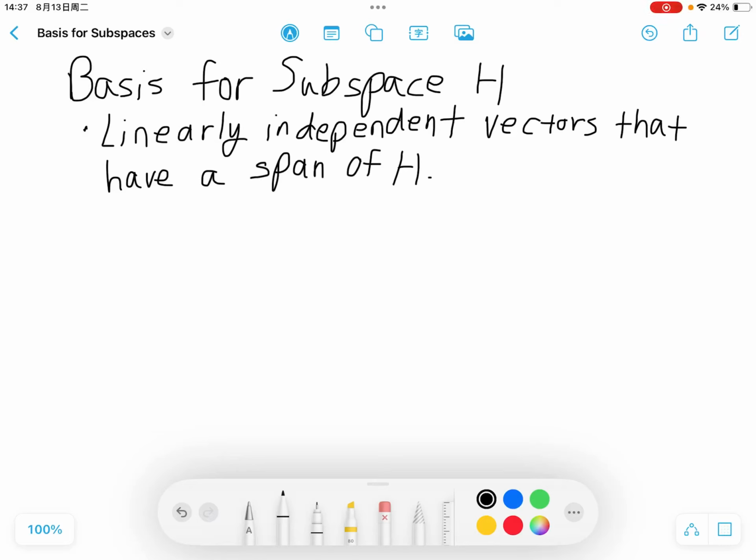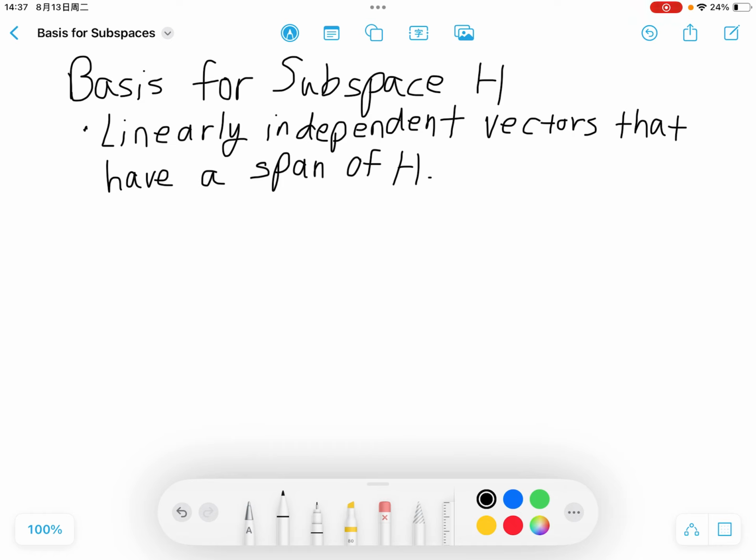So today we're going to learn about bases for subspaces. We've learned about subspaces last lesson, and we're going to use subspace H to illustrate the definition of the basis. A basis of subspace H contains linearly independent vectors that have a span of H. If you're not sure what any of these words mean, please watch my previous videos, they're really helpful.